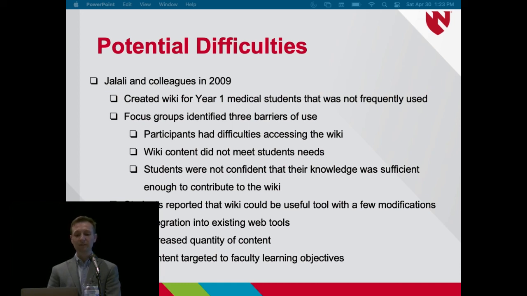So a few things that could be done to make the wiki more useful, that the students said: if it was integrated into existing web tools, they would have been more likely to use it. If there was more quantity on it, they'd be more likely to use it. And if that content was targeted to faculty learning objectives, they would have been more likely. So if there's ever a wiki in the educational field, and one of these program directors decides it's a good idea, I think these are some things to keep in mind.